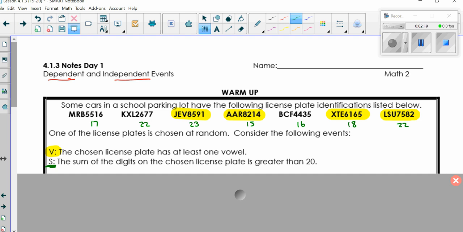Okay, so license plate is greater than 20. So let's see, that would be this one. So I'm going to circle this. So greater than 20, greater than 20, and greater than 20. Okay. So go ahead and fill out the Venn diagram. And make sure you label one circle as V and one circle as S and place these in the right place and then answer the questions. Okay, so go ahead and pause and then complete the warm up.